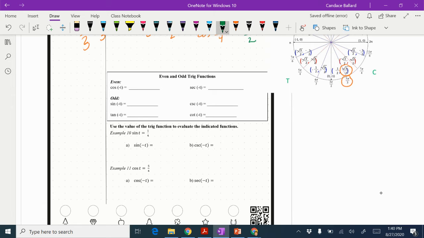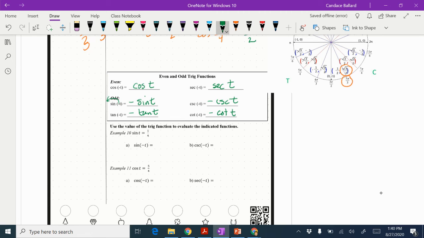So the cosine of negative t, because it's an even function, is equivalent to the cosine of t. Same thing with the secant, because it's an even function. When it's an odd function, the sine of negative t is the same as the negative sine of t. Same thing with tangent, cosecant, and cotangent. The way I like to think about it is, for the even ones, the negative goes away. For the odd ones, the negative bumps to the front.